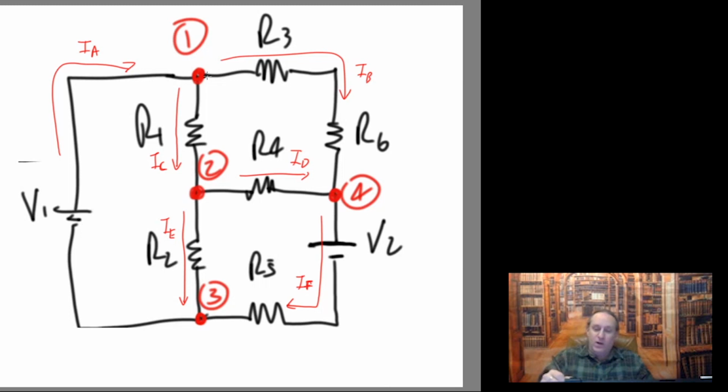So for junction 1, the current going in is IA, and the current going out is IB plus IC. For junction 2, the current going into it is IC, and going out is ID plus IE.